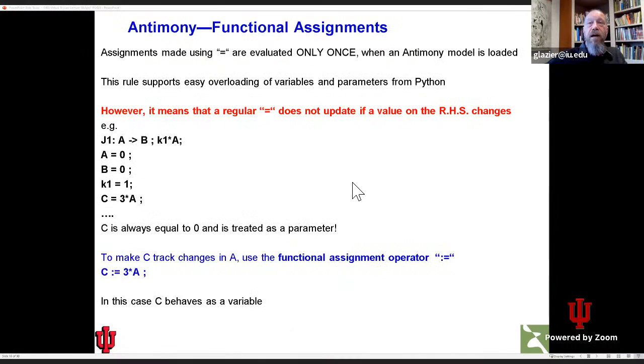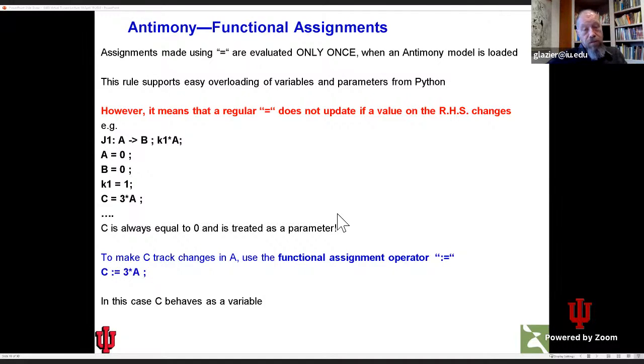And so if I write a code like this, J1, A goes to B, K1 times A, A is 0, B is 0, K1 is 1, C equals 3 times A. The value of A could change in time. The value of C will always be 0 because the initial value of A was 0.